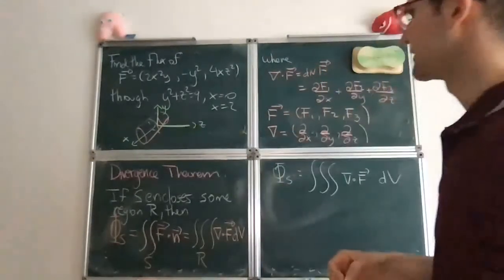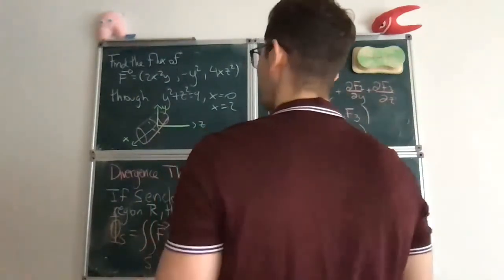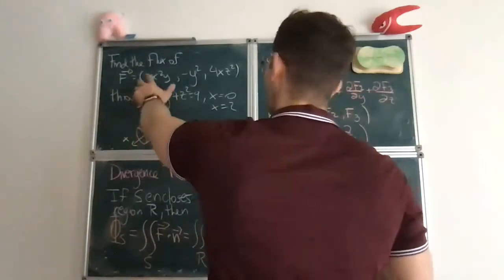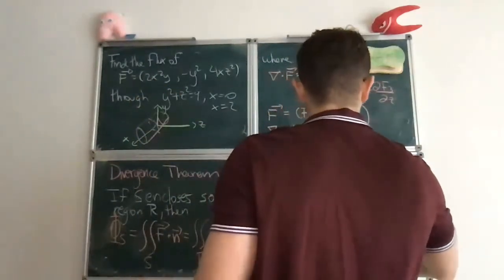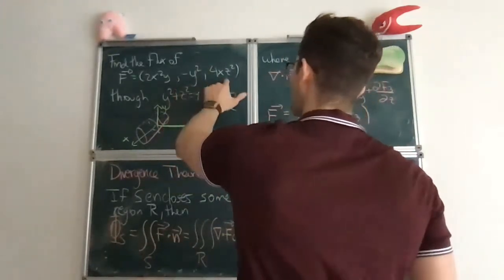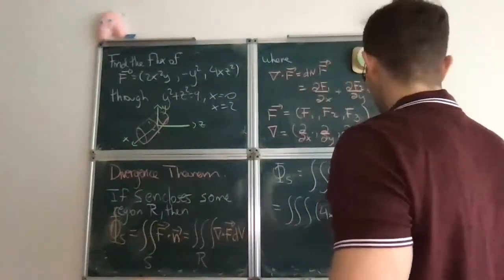Now the divergence is easy to compute. That's a good thing about this theorem. It's way friendlier than Stokes' theorem. So the partial with respect to x gives you 4xy, plus the partial with respect to y, which is minus 2y, plus the partial with respect to z, which is 8xz.